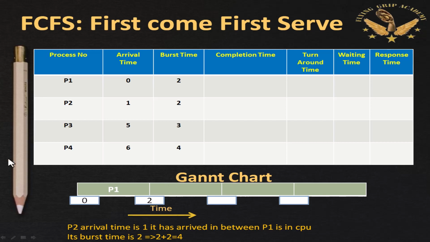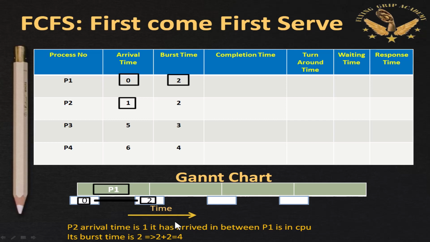P1 has arrived at time 0, the arrival time is 0. It is going to execute up to 2, so here we have drawn it. The left side is the arrival time and the right side is the completion time. Now P2's arrival time is 1, so it has arrived between 0 and 2. P1 has taken the time from 0 to 2, and P2 has arrived in between. Like that we are going to complete.